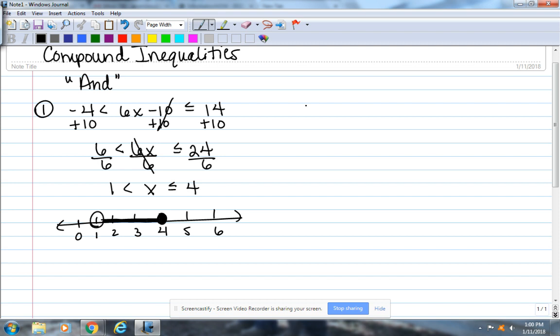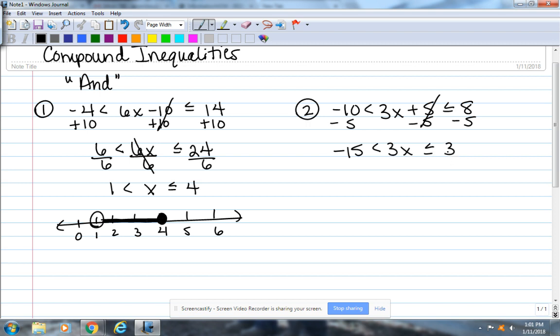Let's do one more. This one is -10 is less than 3x plus 5 and is less than or equal to 8. Again, we want to get the x in the middle by itself. So I'm going to subtract 5 everywhere. And that will get me -15 is less than 3x is less than or equal to 3. Then I divide everything by 3 in the center. And that gets me -5 is less than x is less than or equal to 1.